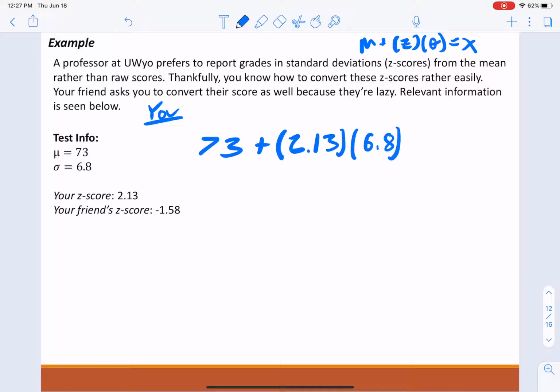It's nothing fancy, nothing new. So let me get out my calculator here again. So 2.13 times, let's see, 6.8. And then I'll just add. I'll do this all in one swoop here. All right, cool. So that equals 87.484. So we'll just leave it as 87.48. Okay. So you got an 87.48 on the test. And let's check out your friend's score. So, friend.